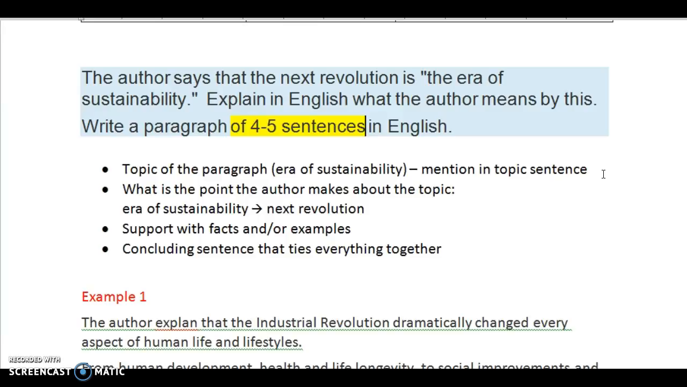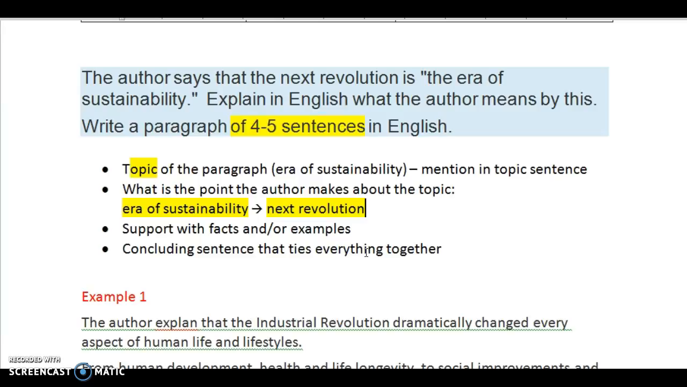Now, before you begin, do some thinking. What's the topic of the paragraph? My topic is sustainability, the era of sustainability. So it must be mentioned in the topic sentence. Then say, what is the point the author makes about the topic? Well, the era of sustainability led to the next revolution. So we have to get these 2 ideas together in our topic sentence. The rest of the sentences, or at least another 3 sentences, have to be support with facts or examples. And then the final sentence, the concluding sentence, ties it all together.